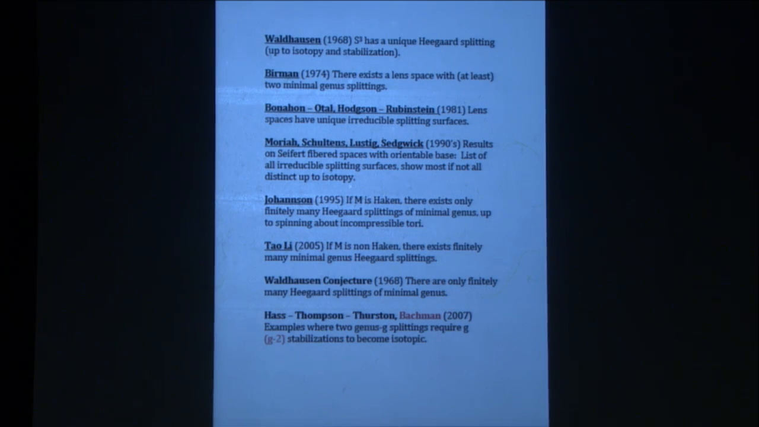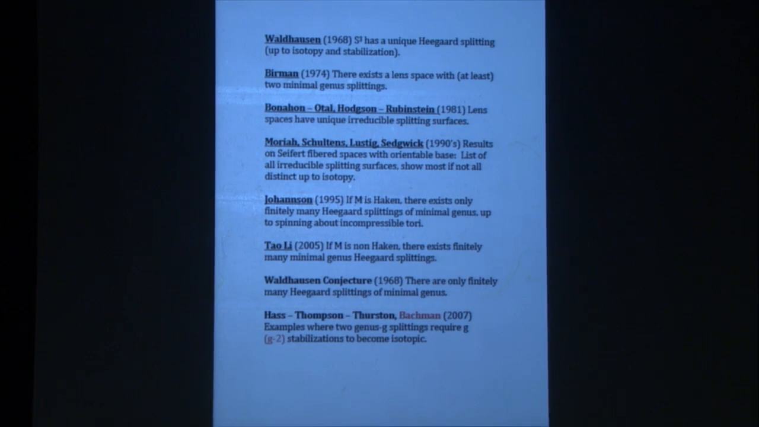And in a different direction, there's this remarkable work of Hass, Thompson, and Thurston, and independently Bachman, who found examples where you have a manifold with a genus g splitting, and it takes g minus 2 stabilizations for those things to be isotopic. So these splittings are actually quite different, because it takes quite a number of stabilizations to become isotopic.